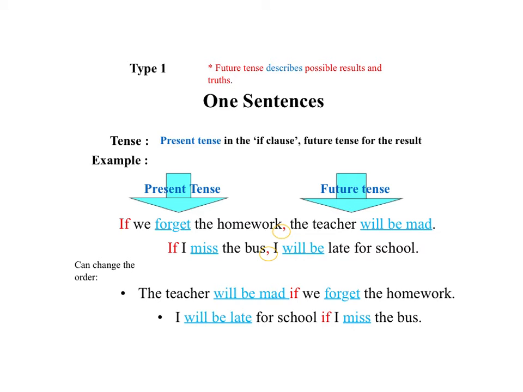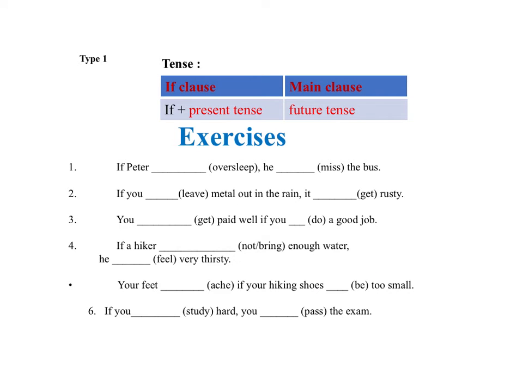So also, you need to remember that if you're using the if clause first, we have to use a comma between the if clause and the main clause. But if you're reversing the order, so you're putting the main clause first, which is the future tense bit, you do not need to put a comma. So here we have some exercises.